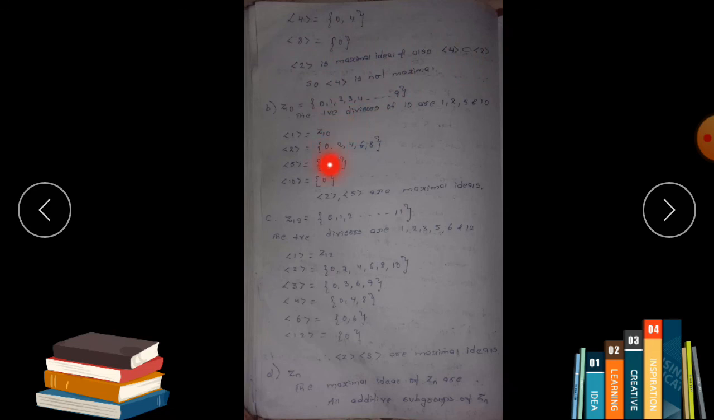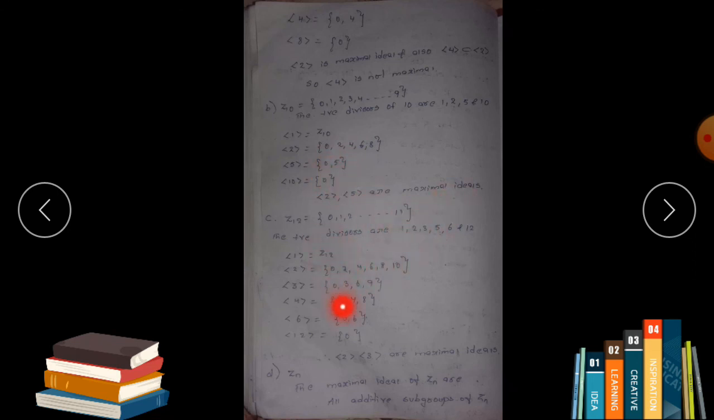Coming to Z10, you have understood how to write the generator, only the multiples of that particular generator which are less than the given value. Now here you see how we will write the maximal ideal: it should have 0 and itself value, and it should not be a subset of anything. Now generator 2 equals 0 and itself value, and coming to the generator 5 also 0 and itself, so we can say maximal ideal.